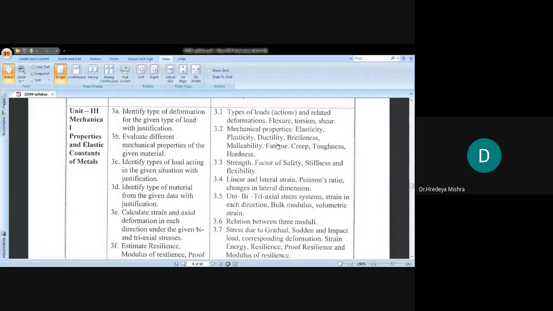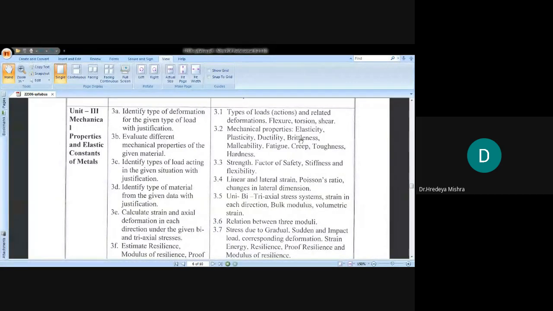Ductility. What do you mean by ductility? Okay, so ductility is when we convert a material into a wire, which means drawing. That property is called ductility. Brittleness. Brittleness means what happens? When we apply a load, the material breaks into pieces, like our glass.